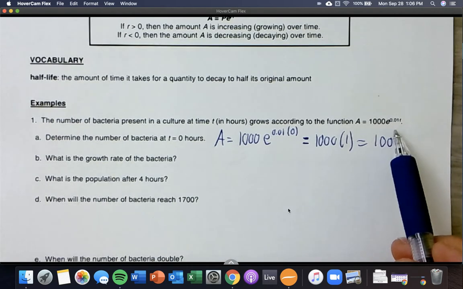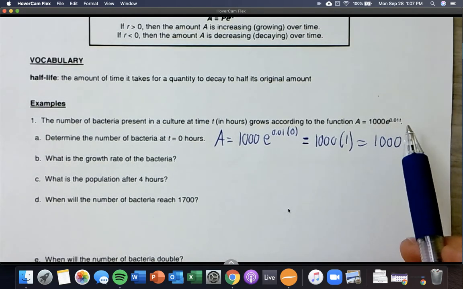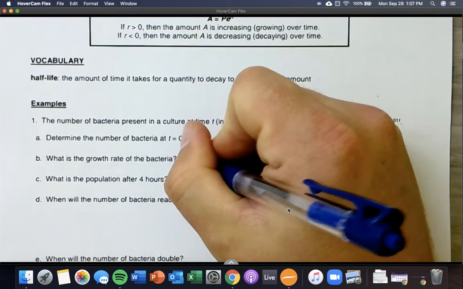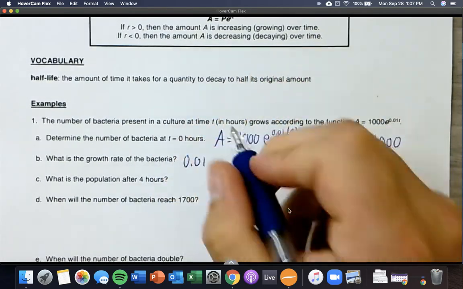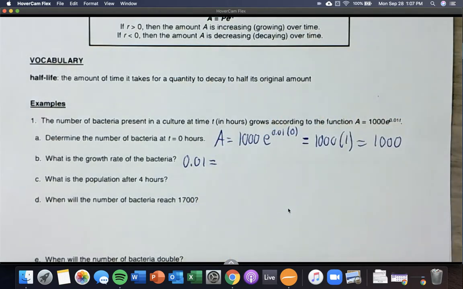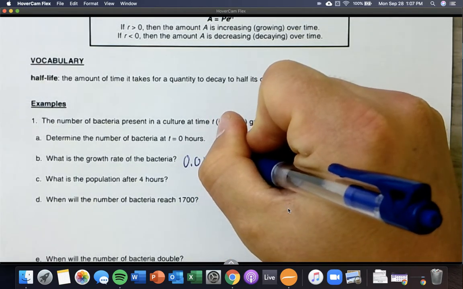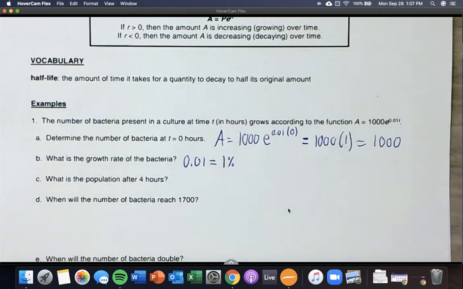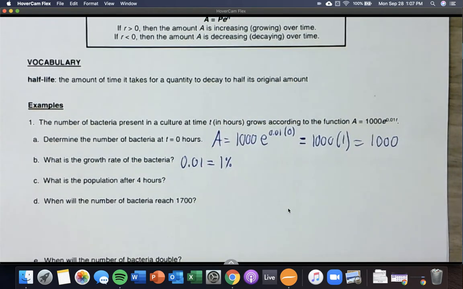What is the growth rate of the bacteria? Well, that's given in this equation right here. It's 0.01, and it's asking it kind of as a percentage. We could rewrite it as 1%. So it's growing at 1% every hour, I should say.